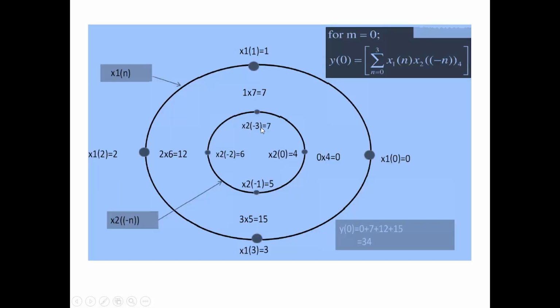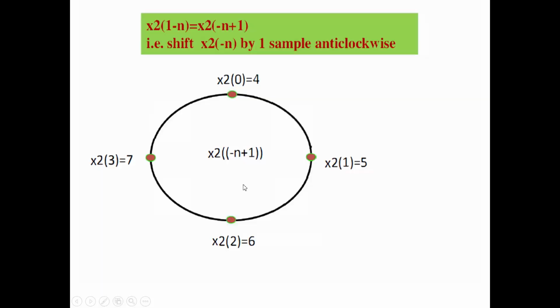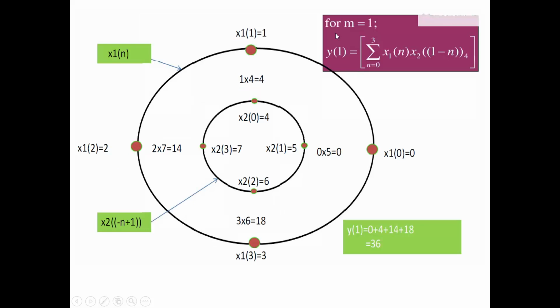Okay, we can look at here. So 7 will come here, 6 will go there, 5 will go here, and 4 will go there. That's it. That is the shift by minus n plus 1. So x2 of minus n plus 1. So yeah, our x2 sequence will be now this one. And for m equal to 1, these are the values placed around the circle.